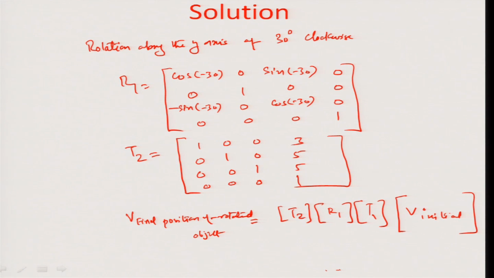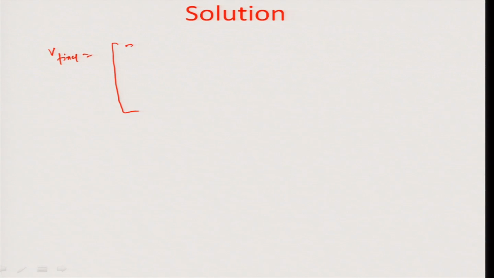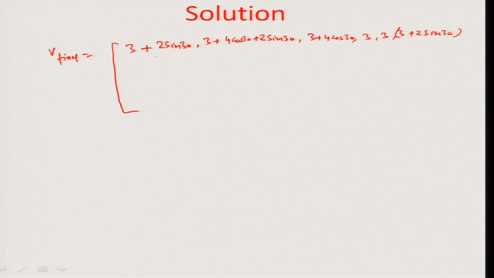So, I will just write down, for the sake of brevity, what the final matrix is going to look like. The V final, if you do all these multiplications of the first translation, the first rotation and then the second translation matrix with respect to the V initial, would work out to be something like 3 plus 2 sin 30, 3 plus 4 cos 30 plus twice sin 30, 3 plus 4 cos of 30, 3 plus twice sin of 30. That is what the first row would look like.